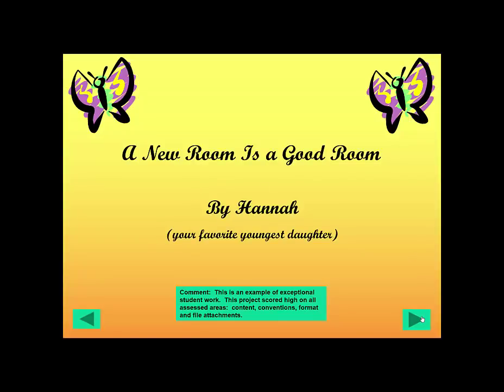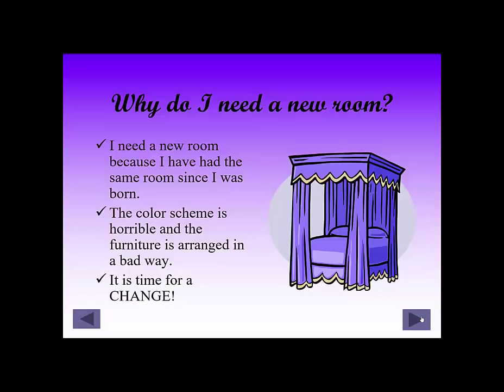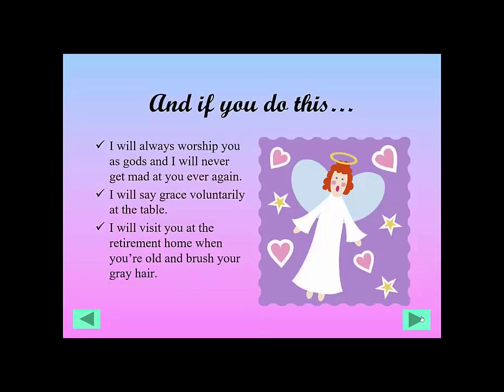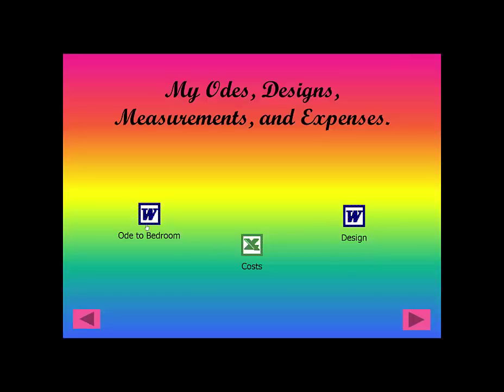Again, I'm not going to go through it right now. I'm just going to go through it very quickly so we can get to the end. And you can see we have the bedroom design hyperlink, the bedroom cost hyperlink, and then now we need to do the bedroom odes. Odes is another word for poem. So that's what we're going to start working on right now.